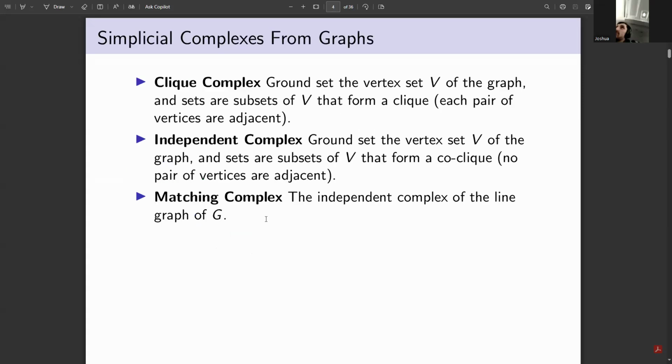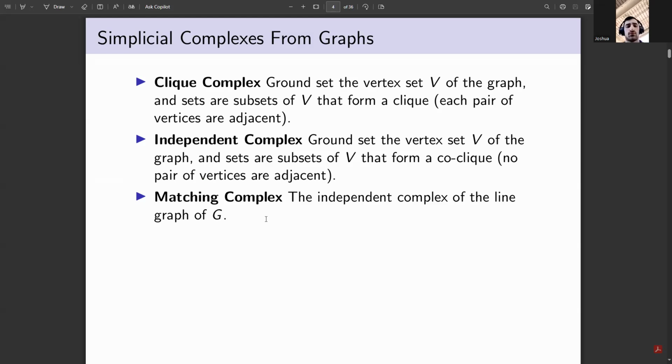Our primary interest is the simplicial complexes that can be obtained from graphs. And for us, graphs mean simple graphs, no multi-edges and no loops, and undirected. So the first kind of simplicial complex you can create out of a graph is a clique complex. Your ground set would be the vertex set of the graph, and the subsets in your collection would be just sets of vertices that form a clique in your graph. And it's easily seen to be closed under taking subsets.